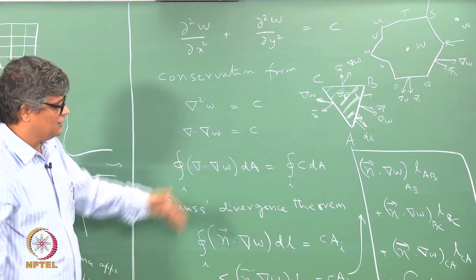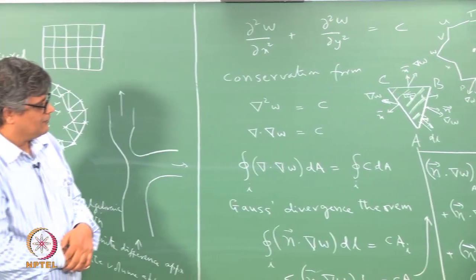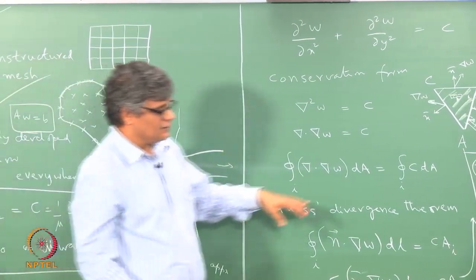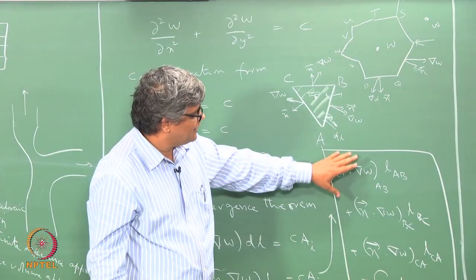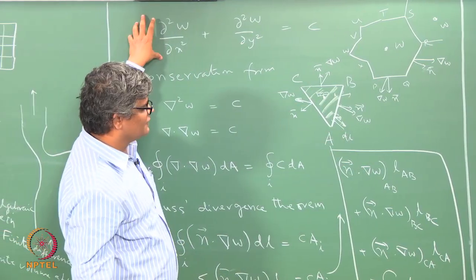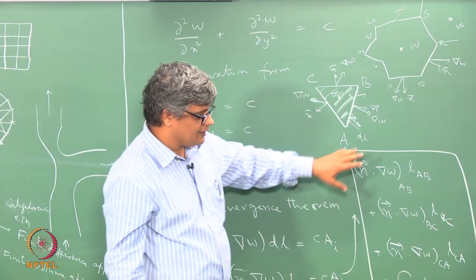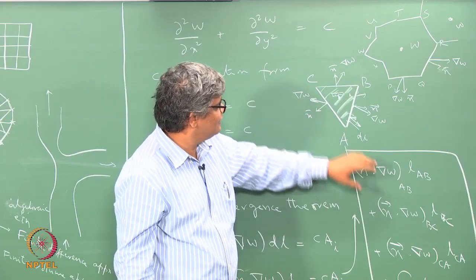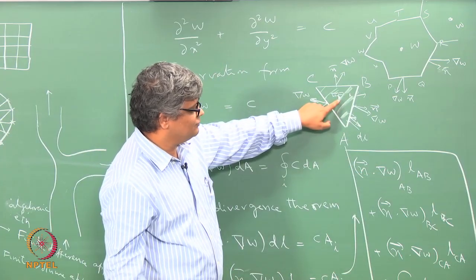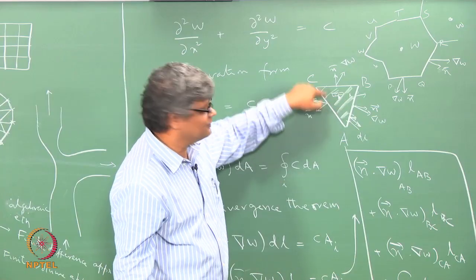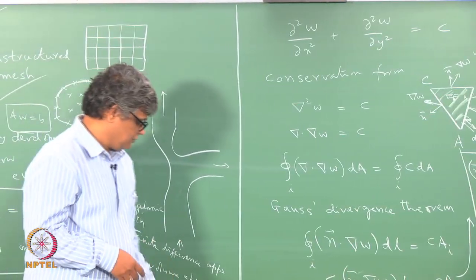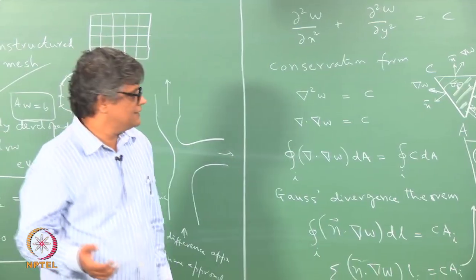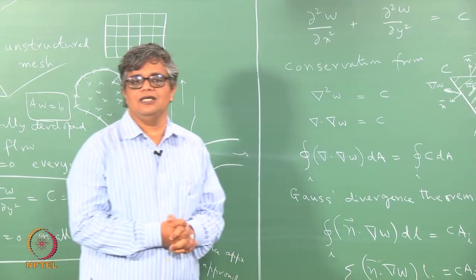So, in that sense we can evaluate this at discrete points and convert in the process the partial differential equation into an algebraic equation valid at the centroid of this particular triangle. So, this is the way that we can do the discretization. In the next lesson we will actually work it out fully.